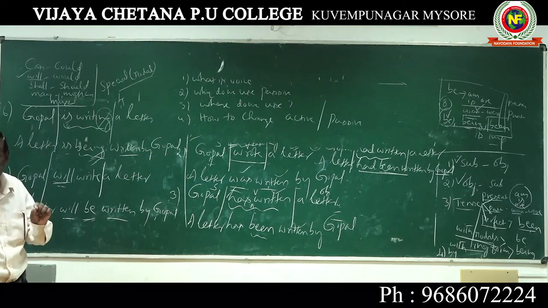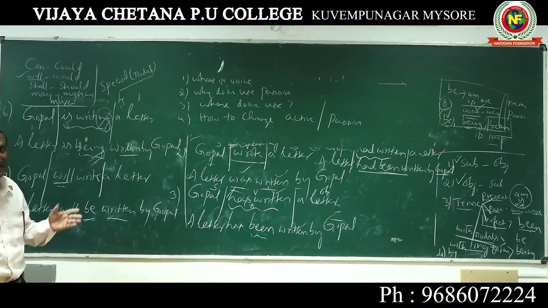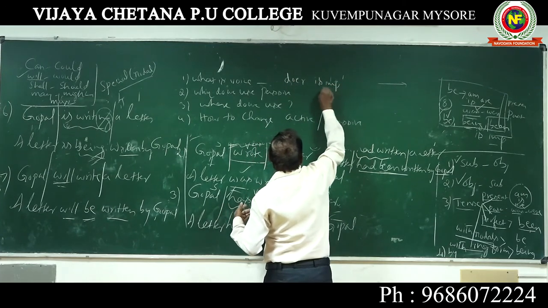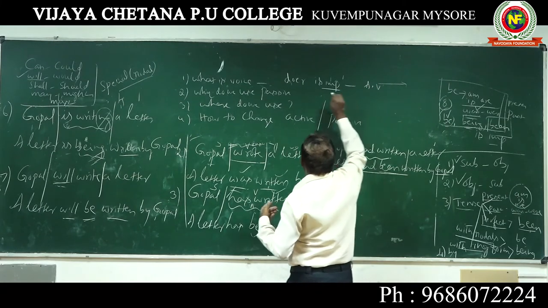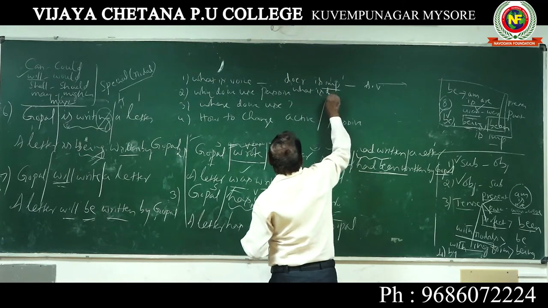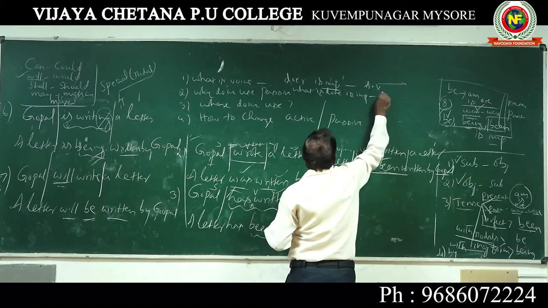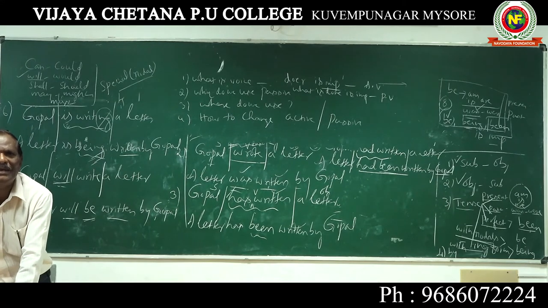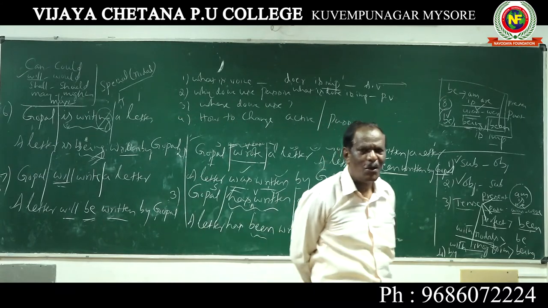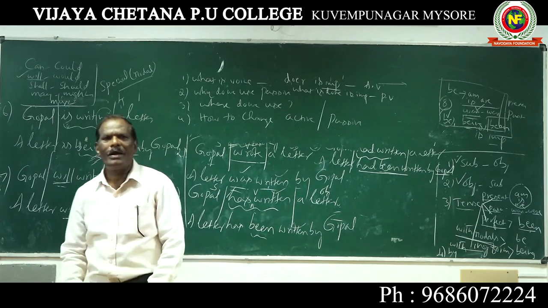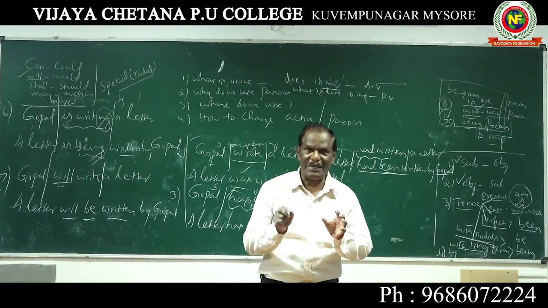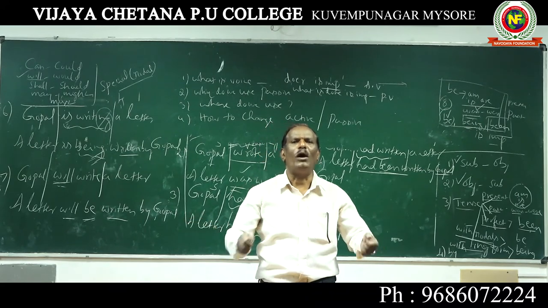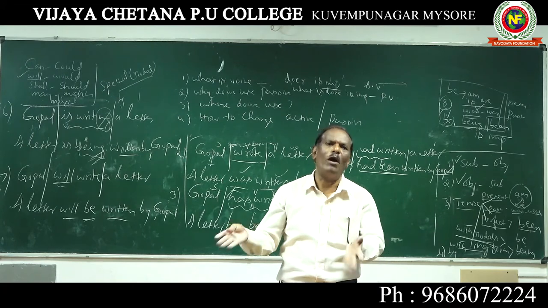What is voice? Voice is a way of expression. What is active voice? If the doer is important, that is active voice. If what is done is important, that is passive voice. If anyone asks you, do you know voice, what is active voice, what is passive voice, you can easily say: voice refers to one. If the doer of the action, the subject, is very important, it is called active voice, or the verb is in active voice. If the doer is not important and what is done is important, we say the verb is in passive voice.